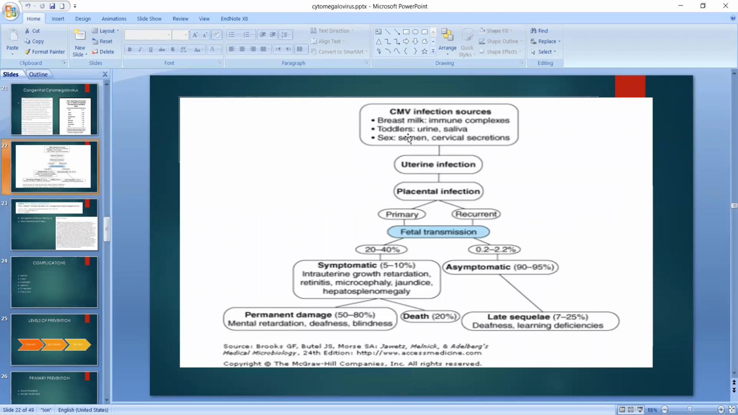Cytomegalovirus infection, these are the sources, and vertical transmission of this virus is present. Most children who are born are asymptomatic. Symptoms which are produced are intrauterine growth retardation, retinitis, microcephaly, jaundice, and hepatosplenomegaly. The permanent damage which occurs is mental retardation, deafness, blindness, and death in 20%.